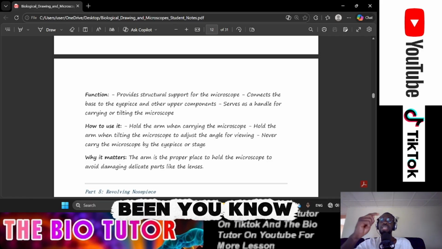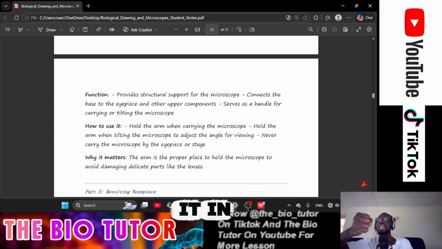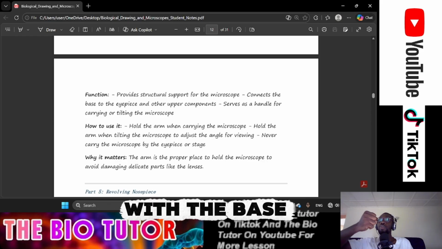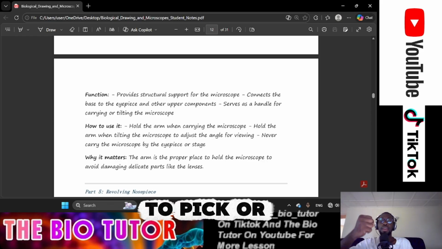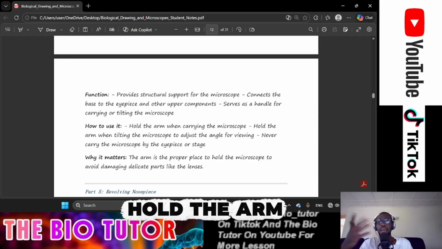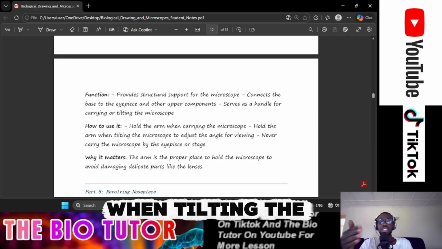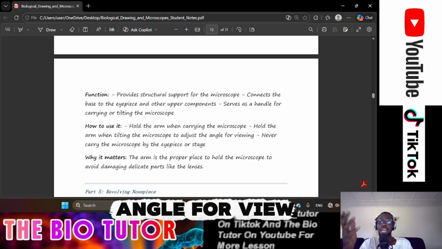It is something curved. It depends on the company that manufactured it, but mostly it is curved, and we hold it in support with the base when we want to pick or raise the microscope. Now, how to use it? Hold the arm when carrying the microscope. Hold the arm when tilting the microscope to adjust the angle for viewing.